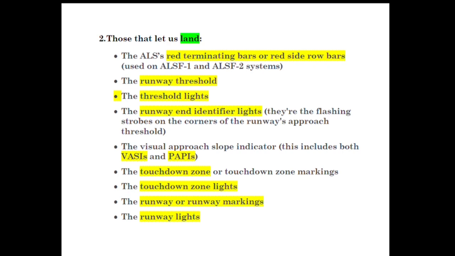Finally, to be able to land and get down below 100, we need to be able to see the runway environment. And that's actually either the ALS's red terminating bars or red side row bars. You've got to be able to see any of these things, and I'll just run through them. Runway threshold, the threshold lights, the runway end identifier lights, the VASIs or PAPIs, the touchdown zone or the markings on it, the touchdown zone lights, the runway or runway markings, or the runway lights. Any of those lets us get down to land. Of course, those give us a good reference of where the runway is so we can go land.